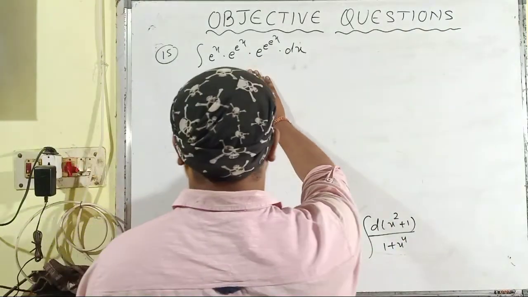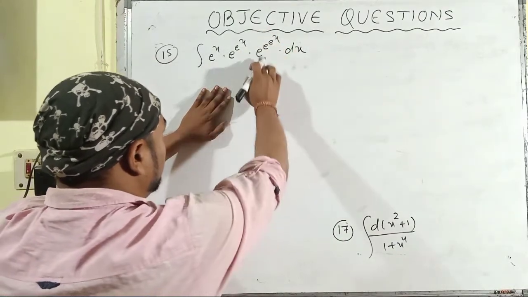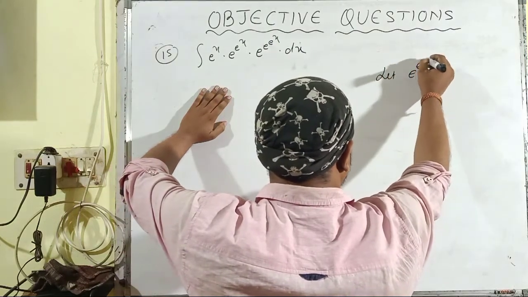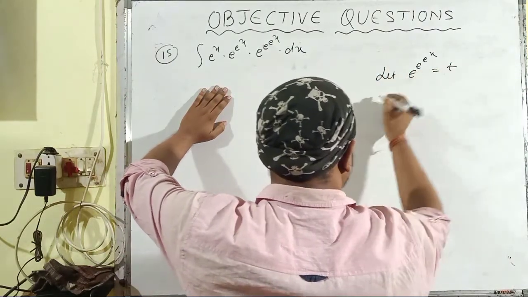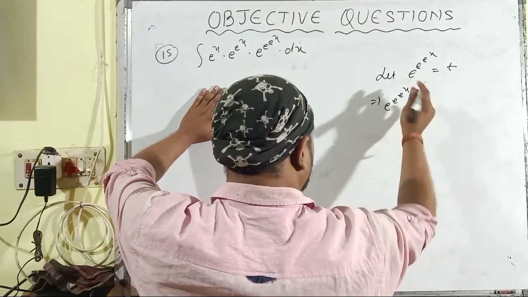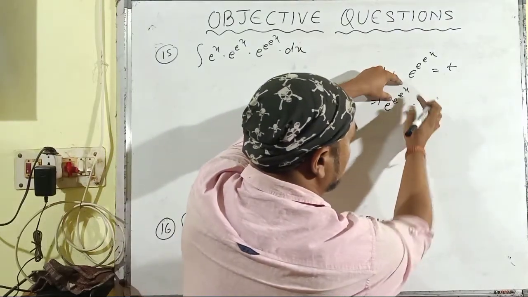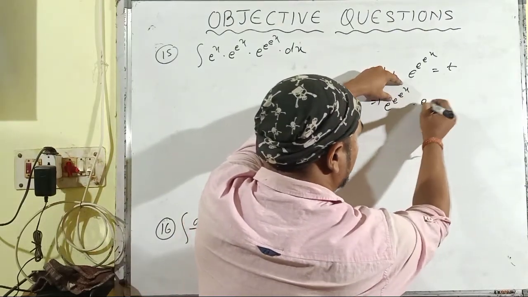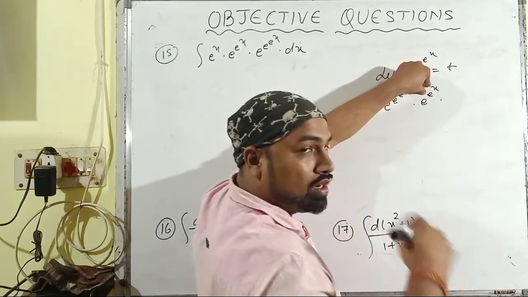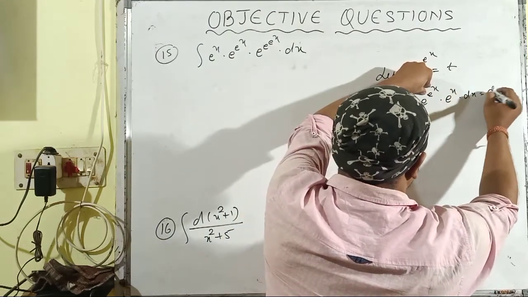In problem number 15, first of all let us assume the bigger function e to the power x as t. Let e to the power x as t. Then its derivative, by using the chain rule, derivative of e to the power x will be e to the power x. Again, because we are applying the chain rule of derivative, it is e to the power x dx as dt.